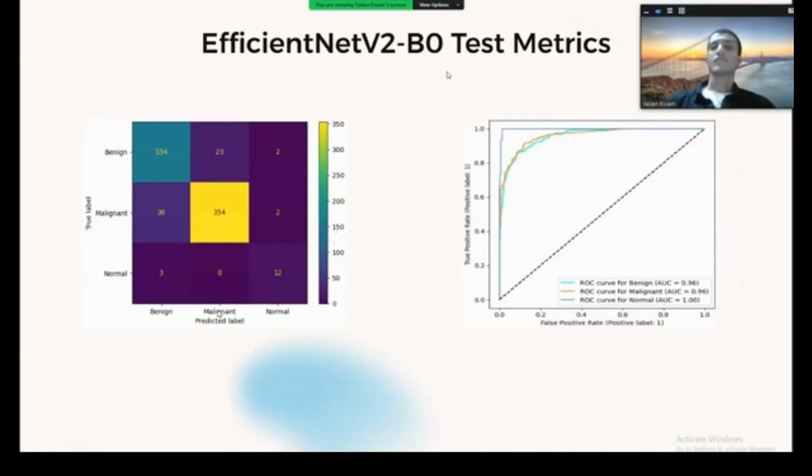This is a test matrix of our EfficientNet version 2, and here we can see that the ROC curve and the confusion matrix show that our model is generalizable and it has no bias toward one class over another.